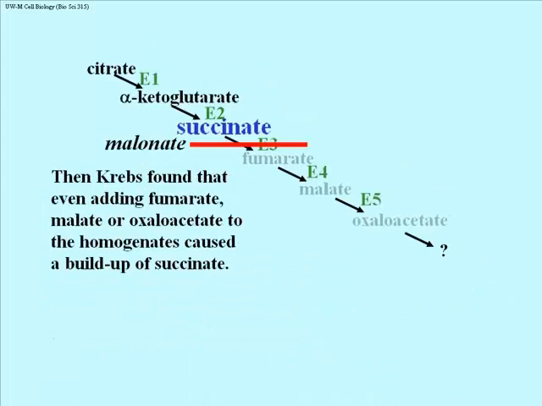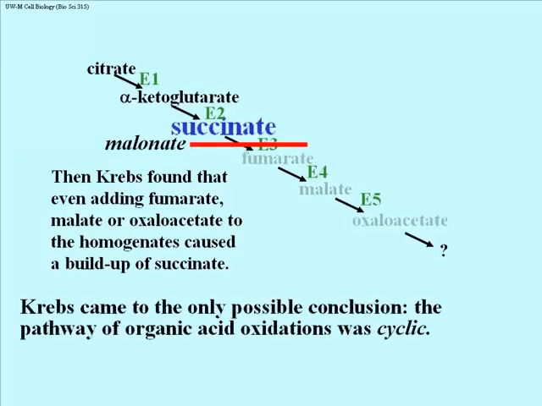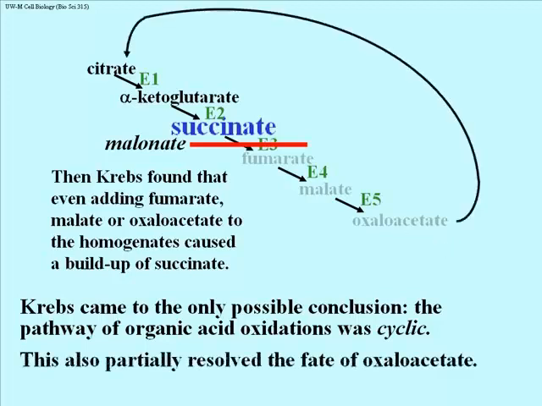Krebs then found something remarkable. If he added fumarate or malate or oxaloacetate, now these are 3 of the acids in this pathway that are past succinic dehydrogenase, succinate would accumulate. Krebs drew the only possible conclusion, namely that the pathway of organic oxidations that he was looking at was not a linear pathway but was cyclic. And here we see the cyclic pathway. The fate of oxaloacetate then is partially resolved, at least it doesn't have that big question mark after it.